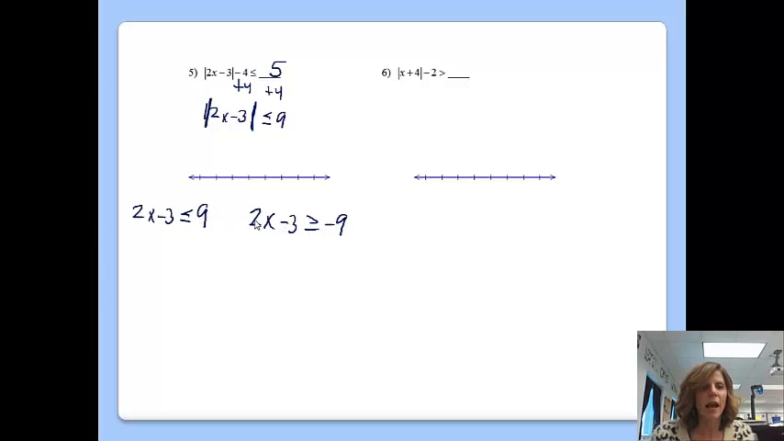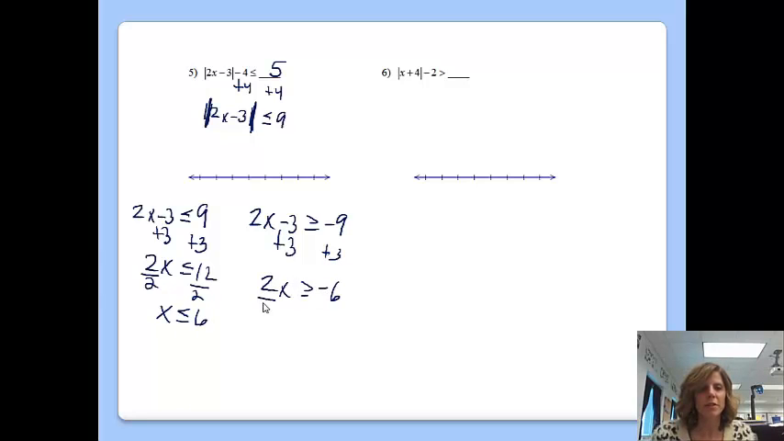Do not write the two equations until the absolute value is all by itself on one side of the equation. All right, so now I'm going to add 3. I'll get 2x is less than or equal to 12, and then I'll divide by 2. So I'll get x is less than or equal to 6. So that's one answer. And then I'll add 3 over here. I'll get 2x is greater than or equal to -6, and then I'll divide both sides by 2. So I'll get x is greater than or equal to -3.